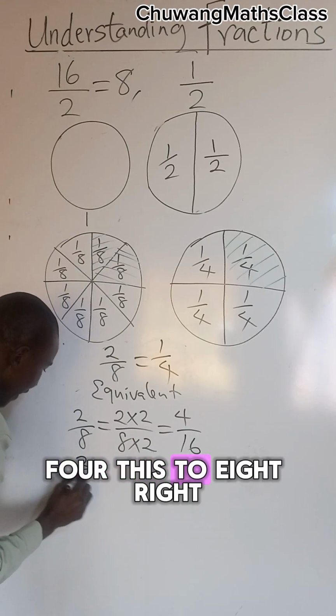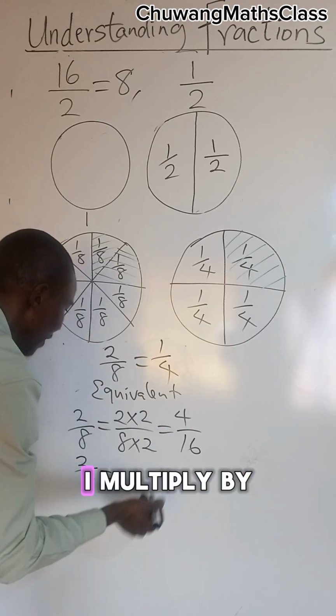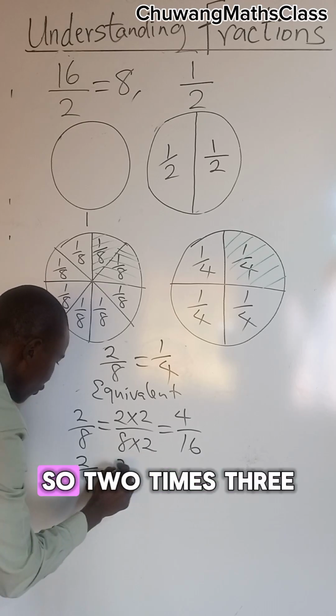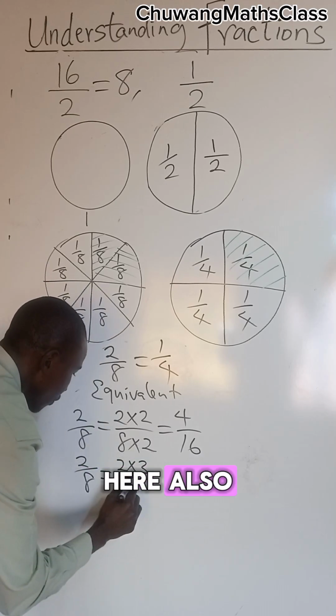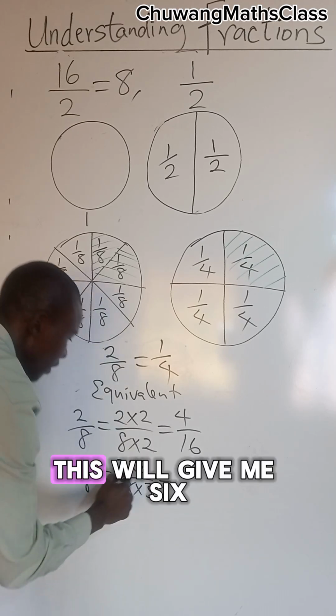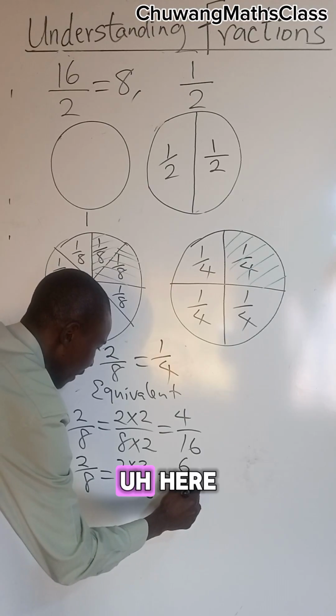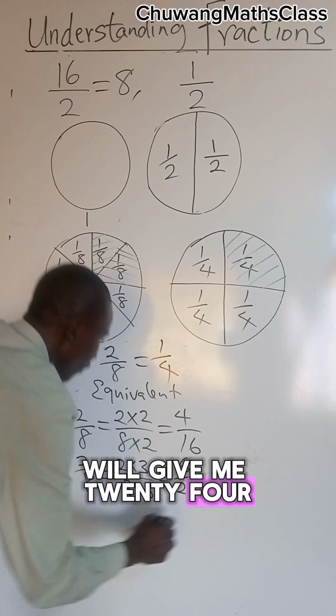So this 2/8, let's say I multiply it by 3. So 2 times 3, here also 8 times 3. This will give me 6, here will give me 24.